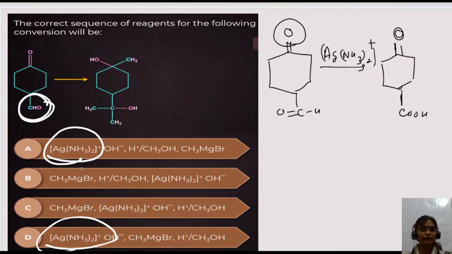Step number one. Okay, now let's go with step number two. Like Lakshmi said, option D is going to be the correct answer, right? So Grignard reagent. Okay, so this is CH3 MgBr.